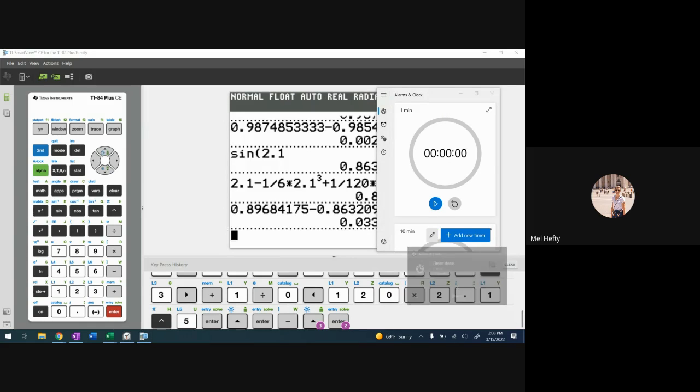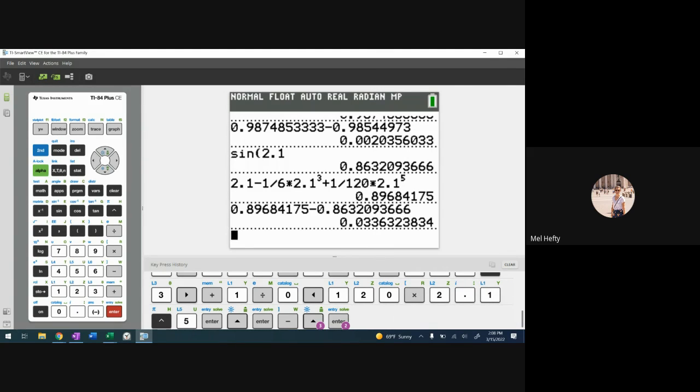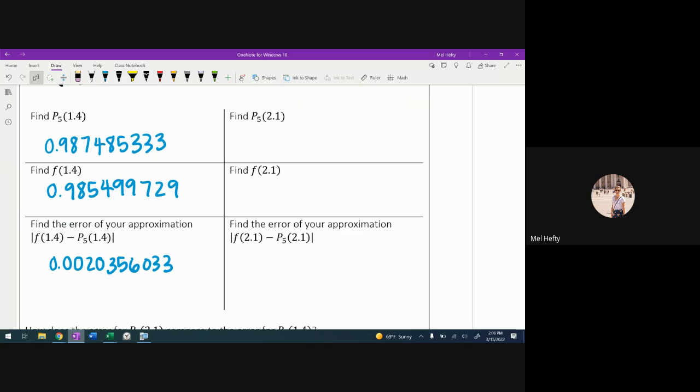All right, so you should be getting similar numbers to these as I write them down. Was the error for 2.1 better or was it worse? Was it a smaller error or a bigger? It was a larger error, so it was worse. Does anyone know why? Yes. All right, did everyone hear what Charlotte said?